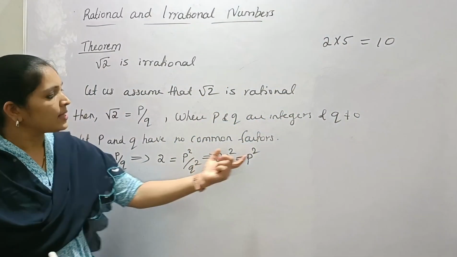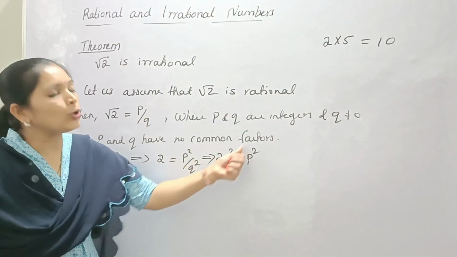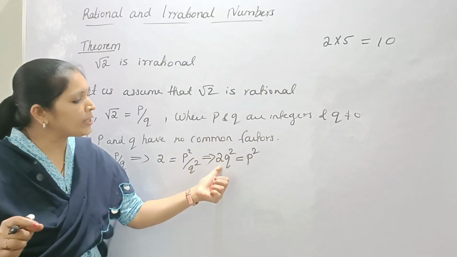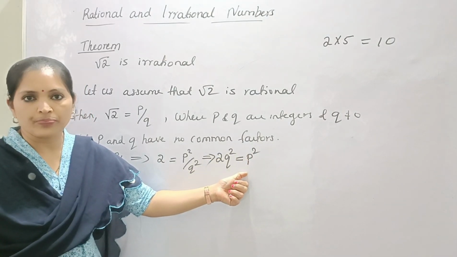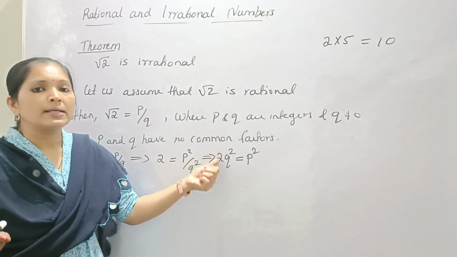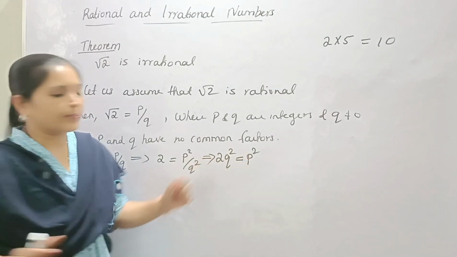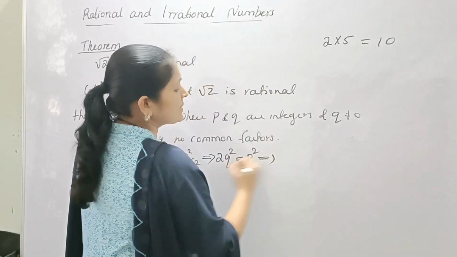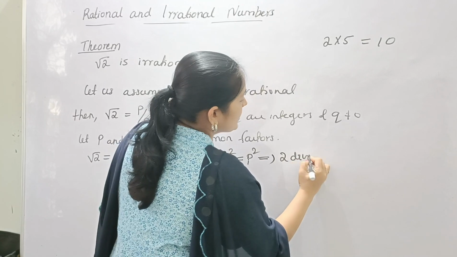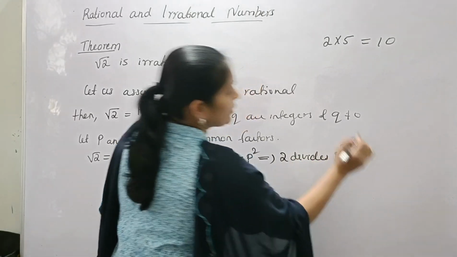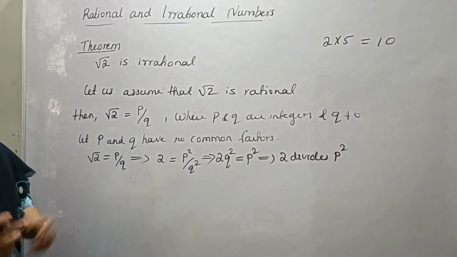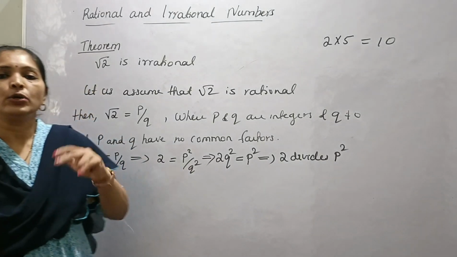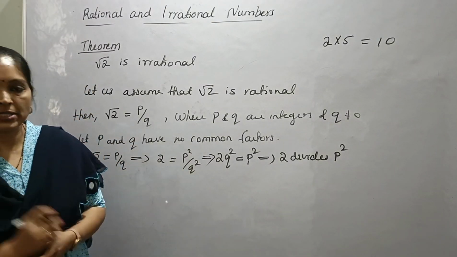Similarly, 2 into q square is equal to p square. That implies 2 is a factor of p square. That implies 2 divides p square. 2 divides p square means 2 is a factor of p square.